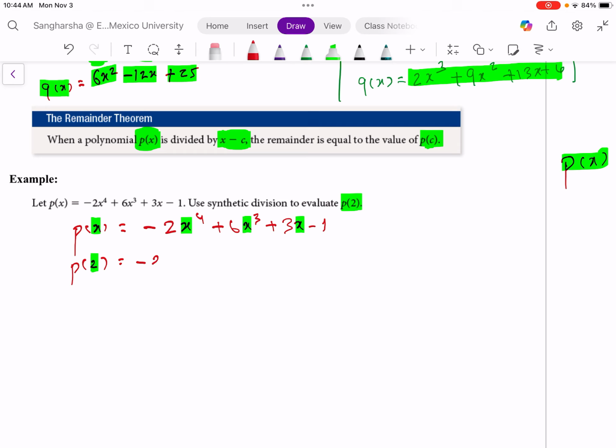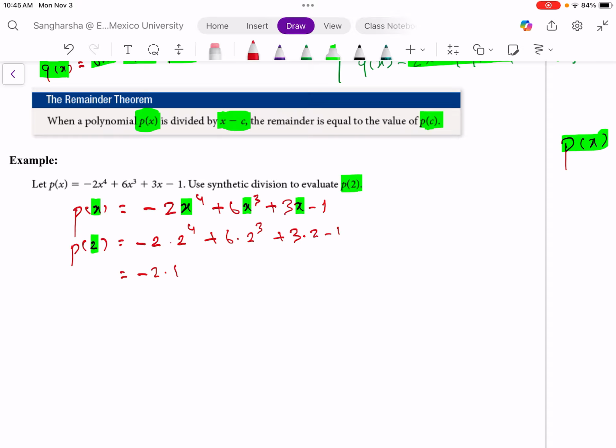So this is negative 2 times 2 to the power 4 plus 6 times 2 cubed plus 3 times 2 minus 1. So negative 2 times 2 to the power 4, that is 16, plus 6 times 2 cubed, that is 8, plus 3 times 2, 6, minus 1. So this is negative 32 plus 48 plus 6 minus 1 is 5. Negative 32 plus 48, what is that? Is it 16? 16 plus 5, 21. And this 21 is the remainder r of x.